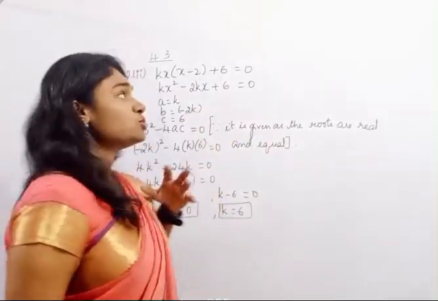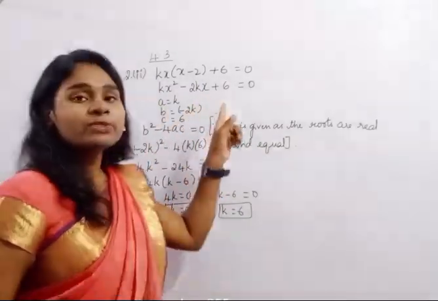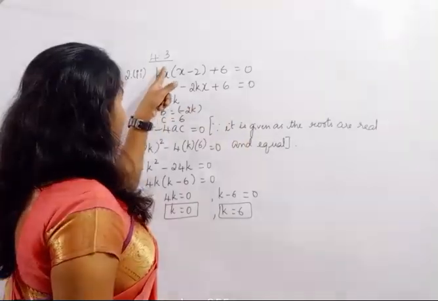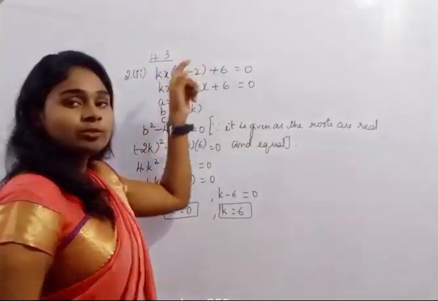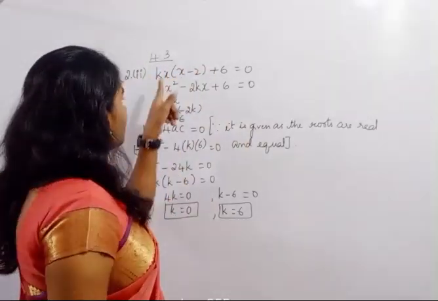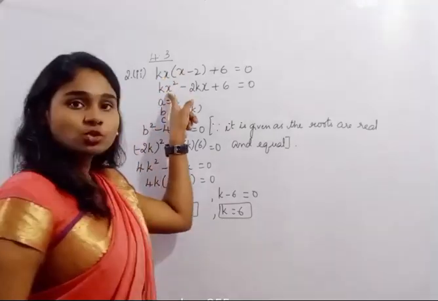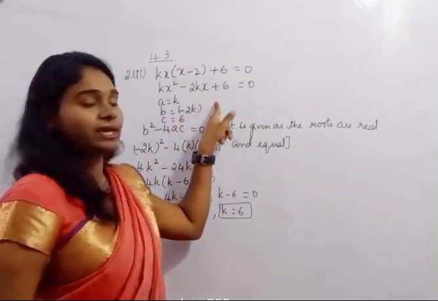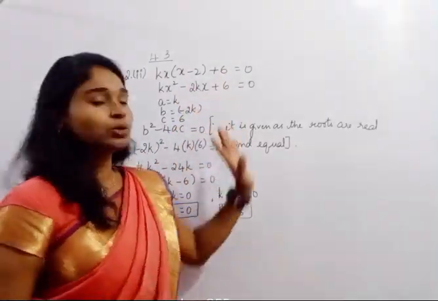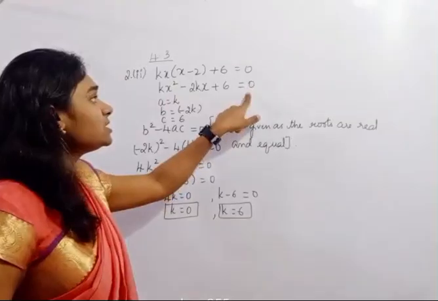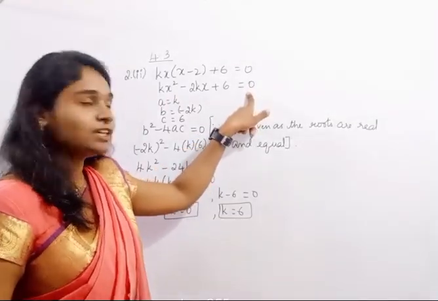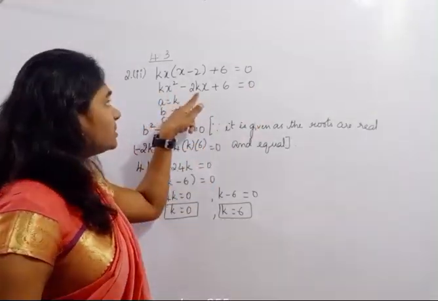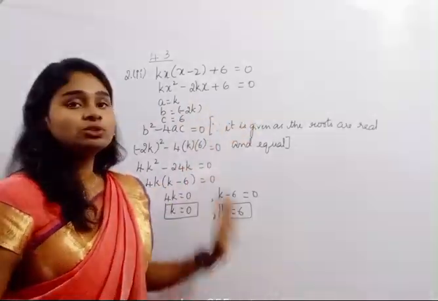So what we have to do is frame it into the standard form. When I bring this kx inside the brackets and multiply, it becomes kx into x is kx square, minus as it is, and kx into 2 is 2kx, plus 6 as it is, equal to 0. So now you can notice that it is in the form of the standard quadratic equation ax square minus bx plus c equal to 0.